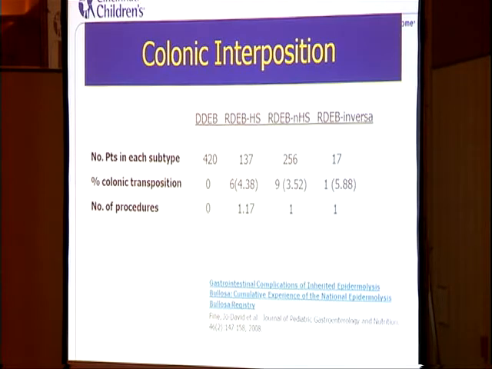And this is the data from Joe David Fine's paper in the Journal of Pediatric Gastroenterology and Nutrition in 2008 describing the patients that had recessive dystrophic EB. So less than 5% of the patients required a colonic interposition, and most of them only had one procedure, which is a good sign, which means that they didn't have life-threatening complications with the procedure.